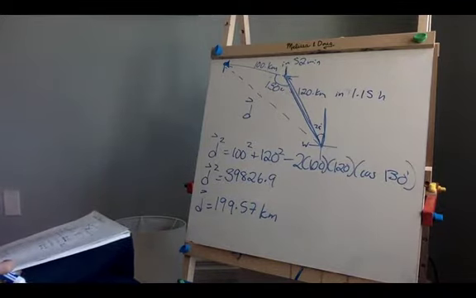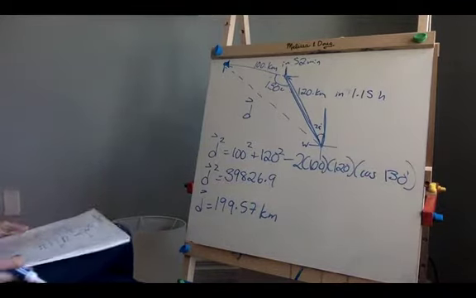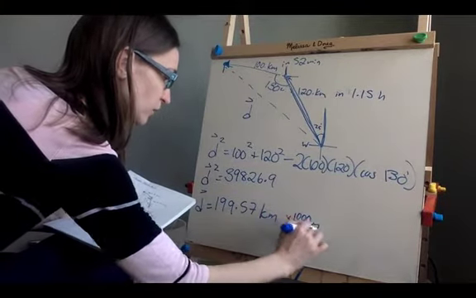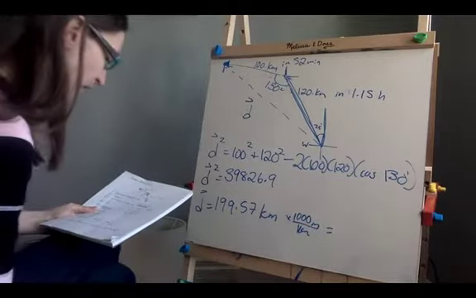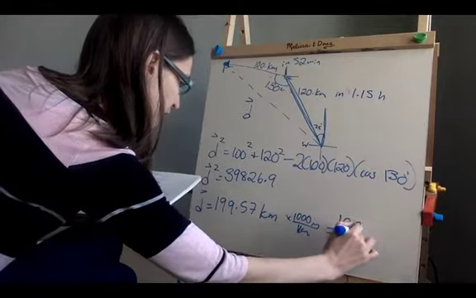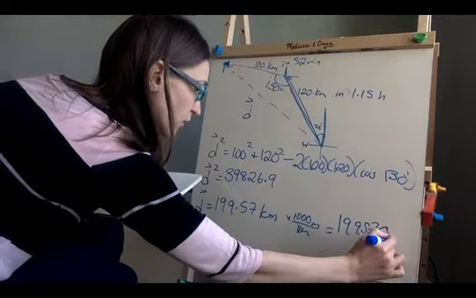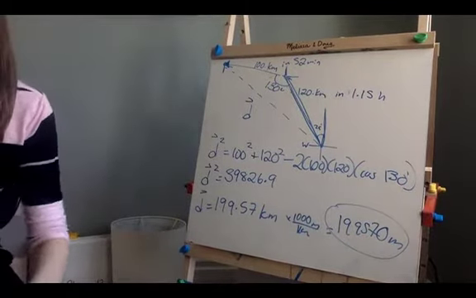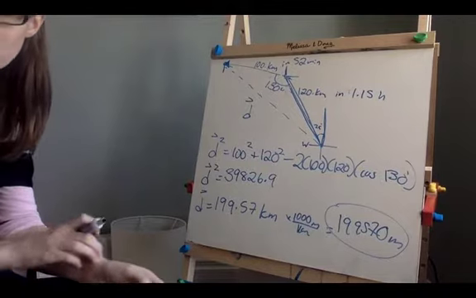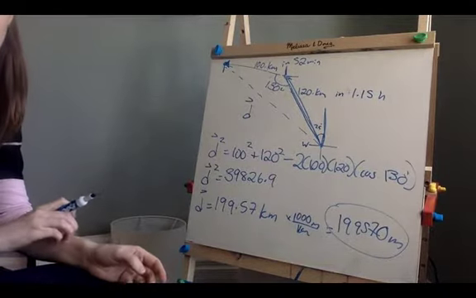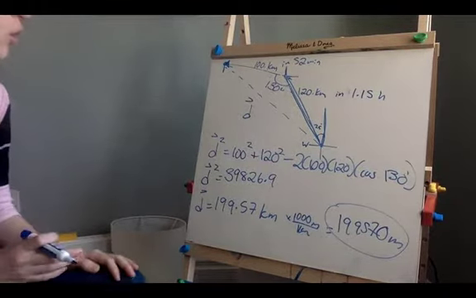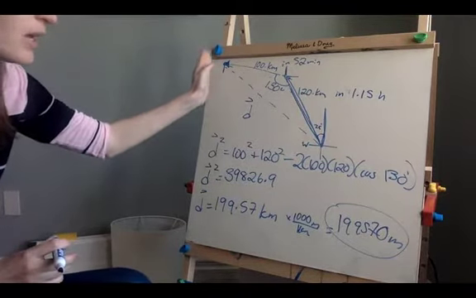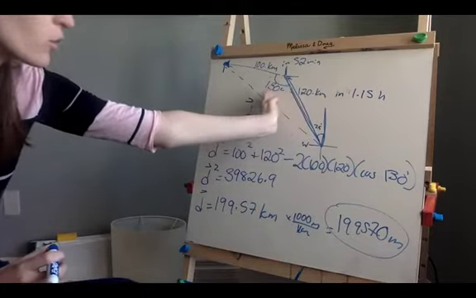So what we could do is take that and multiply it by 1,000 to get what it is in meters, right? So if we multiply that by 1,000 meters per 1 kilometer, we get that we're dealing with 199,570 meters. Okay, so we figured out the magnitude of the displacement. What we need now, though, is the direction. Okay, so obviously we know we're going some amount northwest.